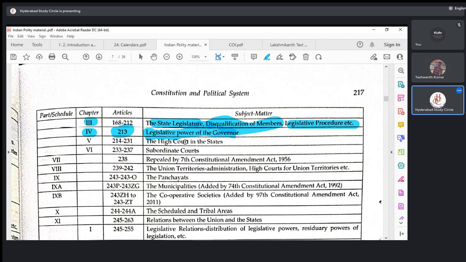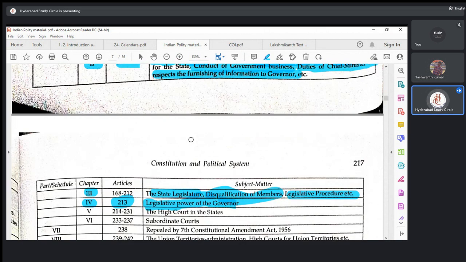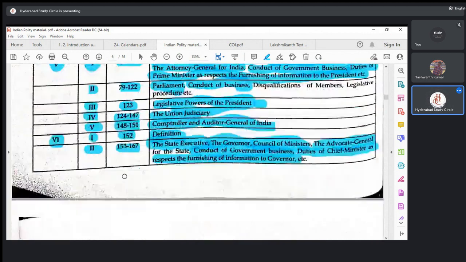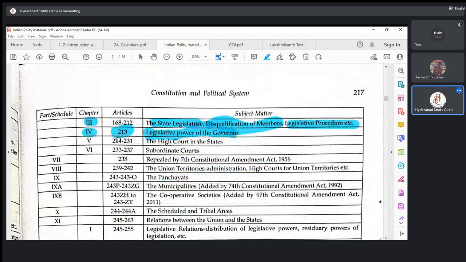Similarly, Supreme Court is 124. High Court will be 214. So Chapter number 5, Article number 214 to 231, the High Court, the High Courts in the states. Chapter number 6, Article number 233 to 237, subordinate courts.